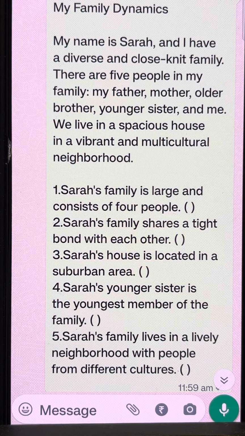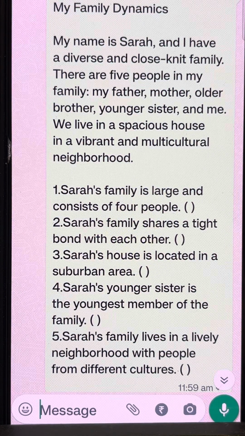So the strategy to attempt true, false, not given questions is to read the questions first. We'll read the questions, and after reading them, we'll highlight and underline the important keywords. Let's read the questions. Sarah's family is large and consists of 4 people. The keywords will be Sarah's family, large, 4 people. Underline that. Sarah's family shares a tight bond with each other. Sarah's family, tight bond, each other.